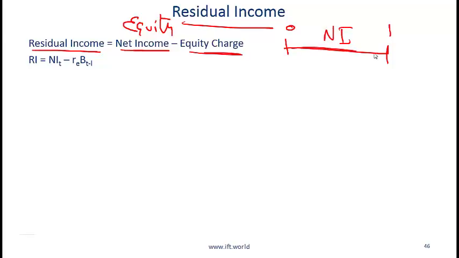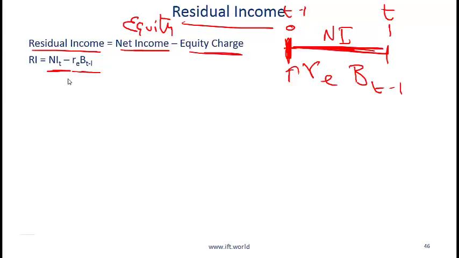That's what you as equity holders are getting. But what is the opportunity cost? What is the charge associated with getting this income? It is the cost of equity multiplied by the value of your investment at the start of the period. So if this is time t, this can be time t minus 1. What is that value? It's the book value of your investment at time t minus 1. So that's what is shown over here. Your residual income is positive if the net income for a given period is larger than the equity charge.